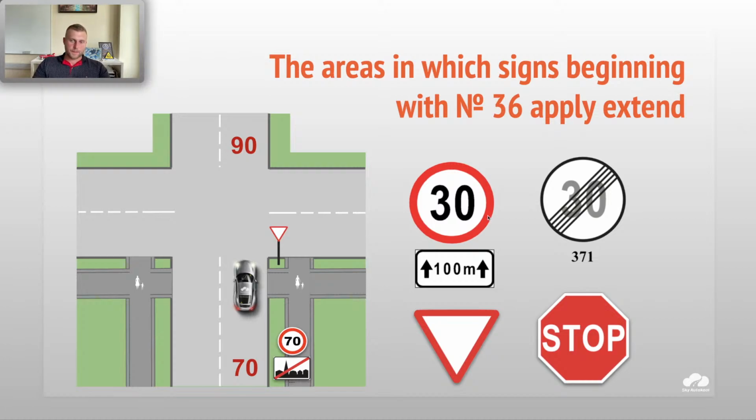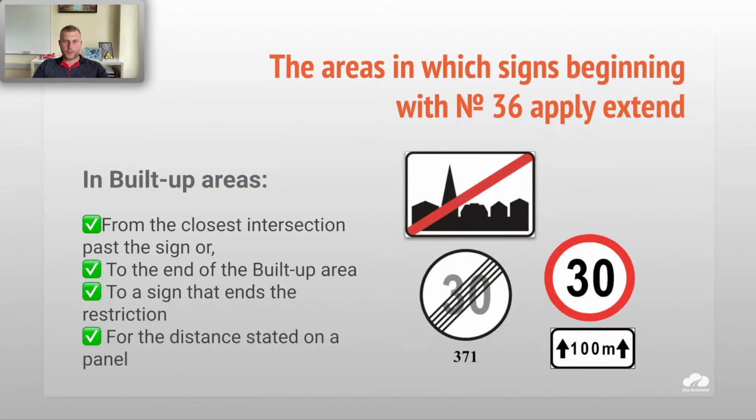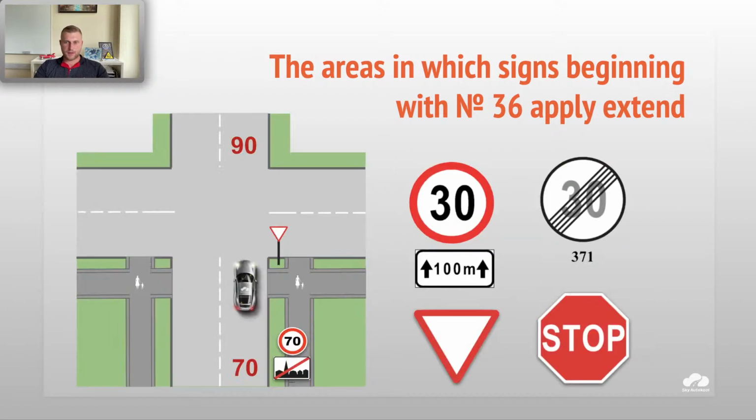So what rules should we consider then? End of the restriction, distance stated on the panel, and also giveaway and stop signs can cancel the speed limit out of the build-up area. For example, I have 70, I see a giveaway sign, it's cancelled now, I go 90. Imagine if there is no giveaway sign, nothing. Then you should continue 70, even though we pass a crossroad. If it's a giveaway sign, then it's cancelled, and I can go 90 after that. So inside the build-up area, you should remember these rules, and out of the build-up area, these rules.